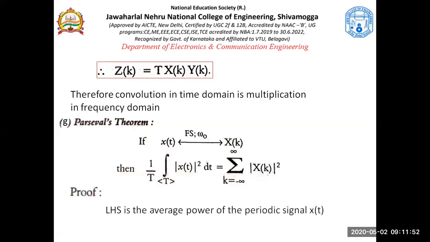Let's see how it can be proved. See, the LHS is the average power of the periodic signal. We have seen this. We have done this when we discussed energy signals and power signals. Understand that? So you should be aware of this particular thing. Fine. Now, how to say that this average power equals the sum of the powers at different frequencies? Fine. So let's see that.